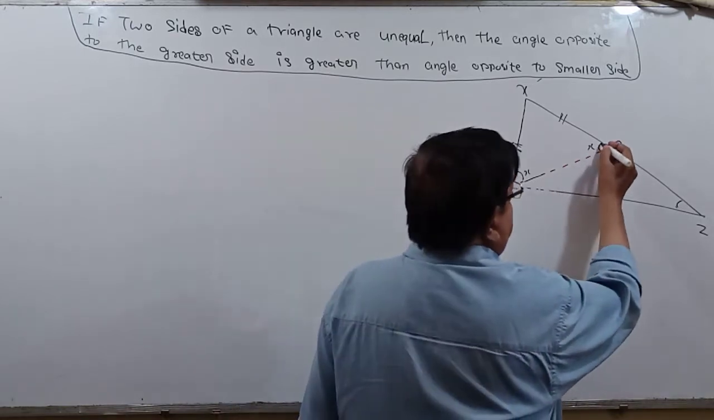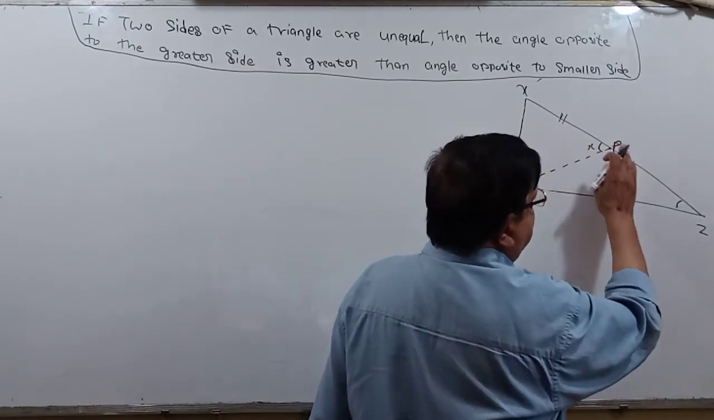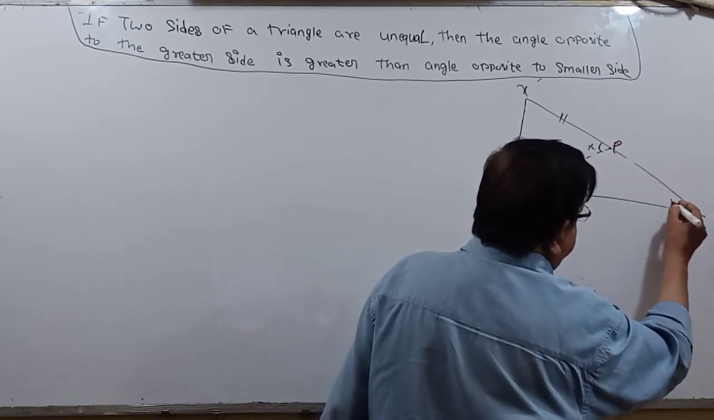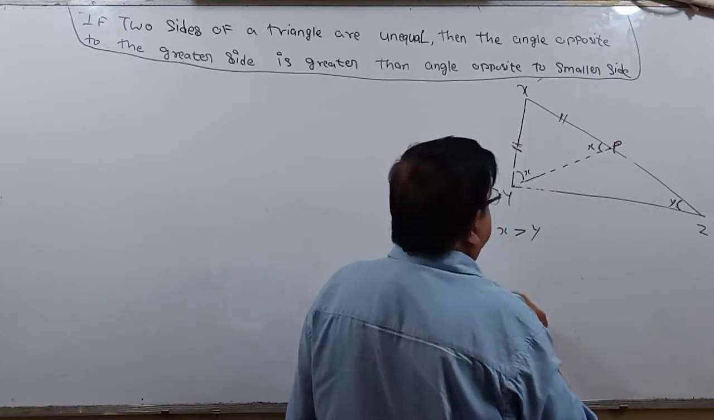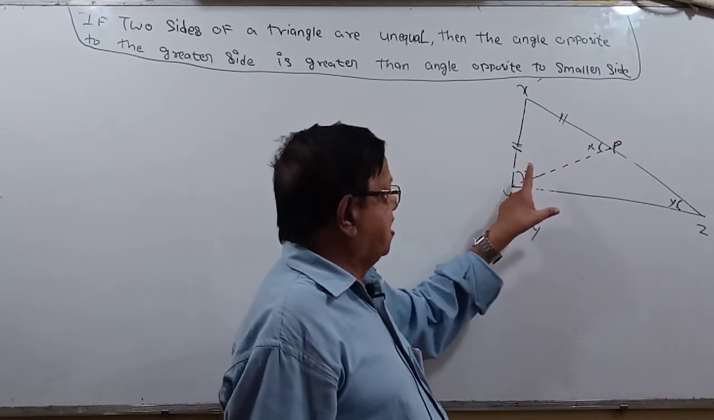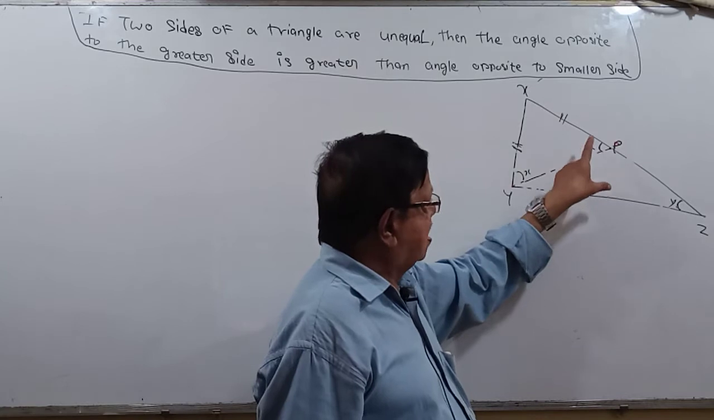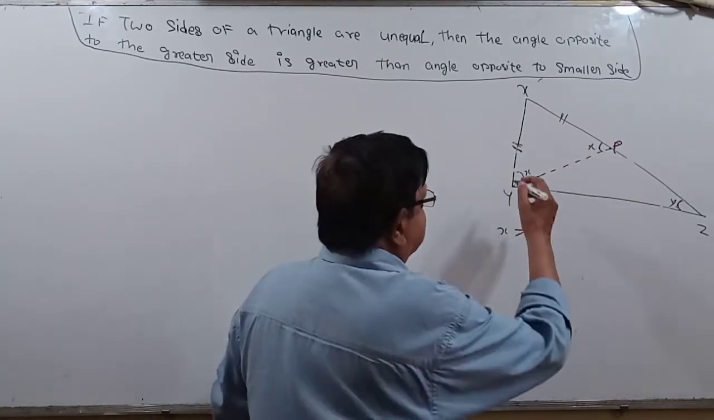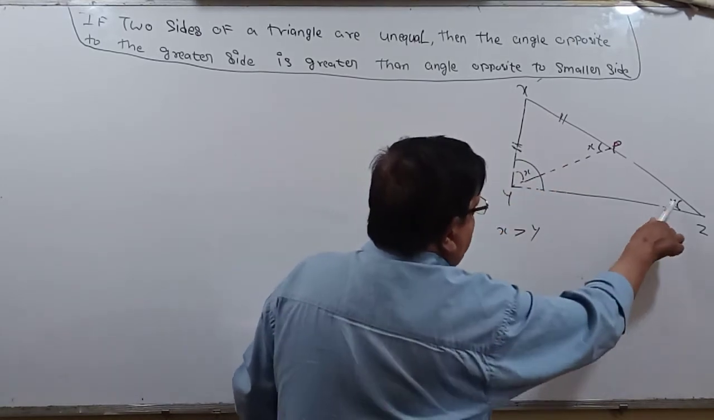This is the exterior angle of this triangle. The exterior angle is always greater than the remote interior angle. If this angle is x and this is y, x is greater than y. This is equal to this, and this is greater than this, which means this angle is greater than this. Now, x is greater than y लिखा है already.